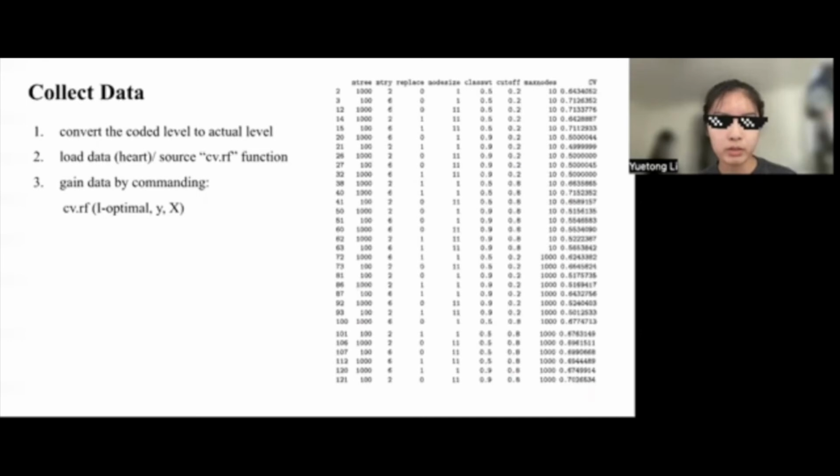After confirming to use I-optimal design, we convert the coded levels to the actual levels. Then we collect the cross-validation data by using the cv.rf function with the dataset named hearts. The CV data is shown in the table here.